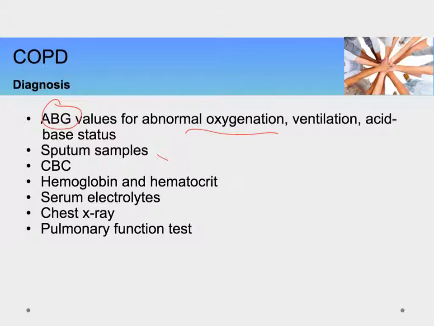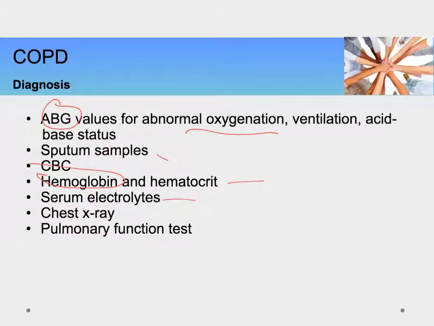CBC, that tells us a lot about a patient. Are they anemic? Do they have an infectious process? If their white blood cells are elevated, things like that. We know that the hematocrit and hemoglobin, we know that hemoglobin would be very directly related to our oxygenation status, so that's a good key for us to help us identify what's going on with the patient.